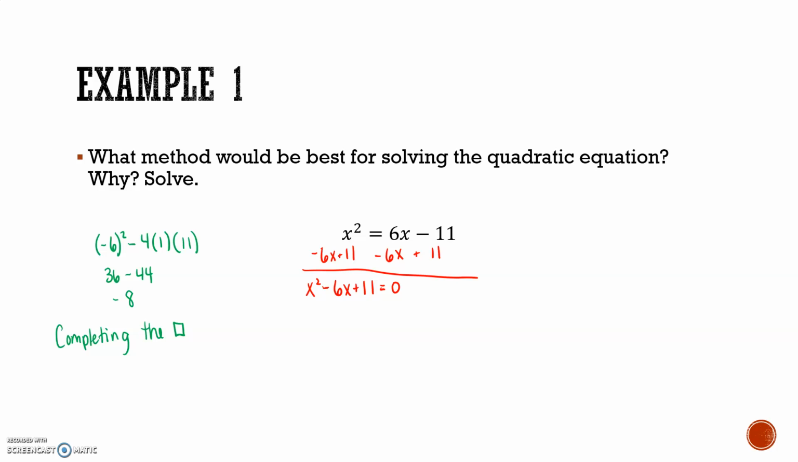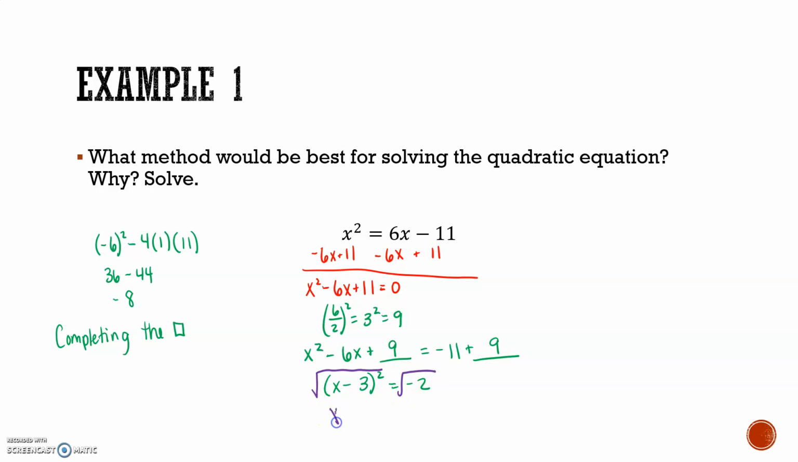I'm going to do b over 2 quantity squared, which would give me 3 squared, which is 9. Now I also have to subtract that 11 to the other side. So I'm going to get x squared minus 6x plus blank equals negative 11 plus blank. So I'm going to fill in a 9 right here and a 9 right here. And this is going to give me x minus 3 squared equals negative 2. I'm going to take the square root of both sides.